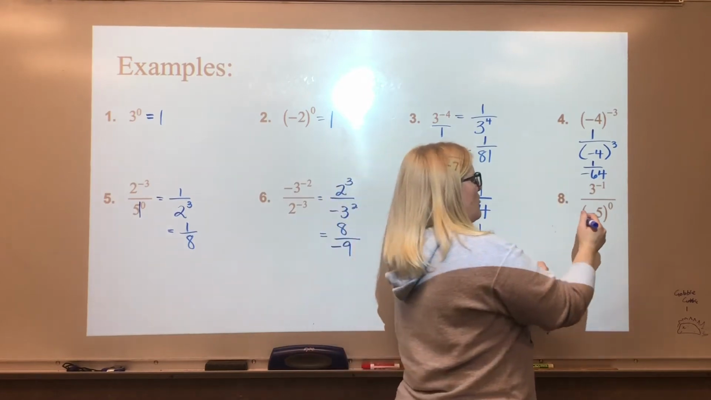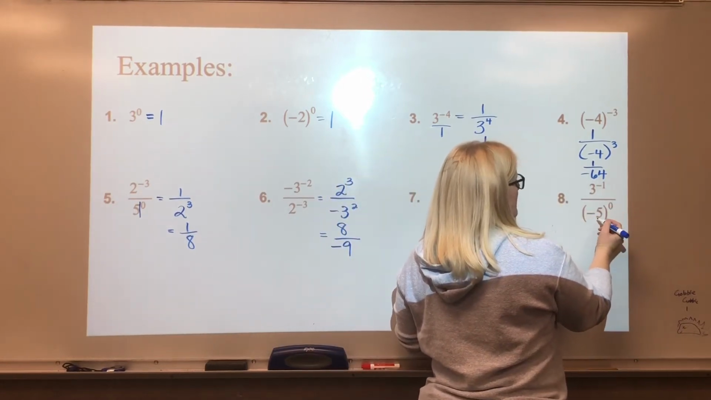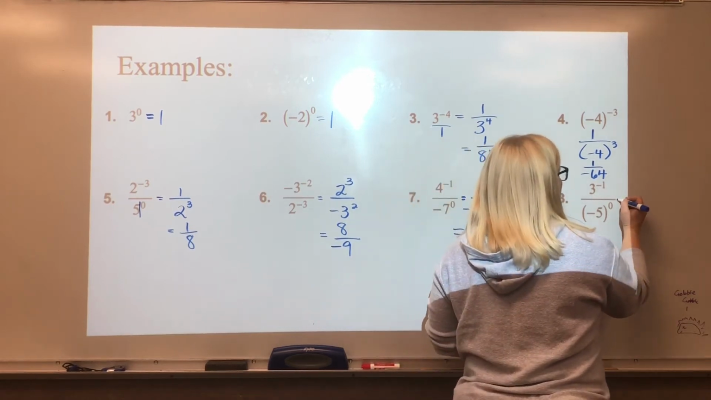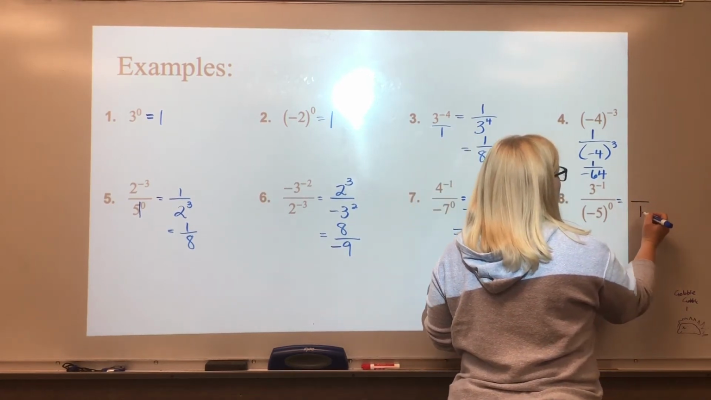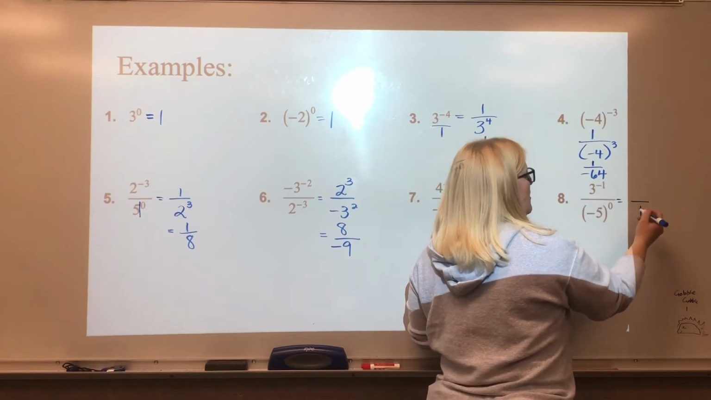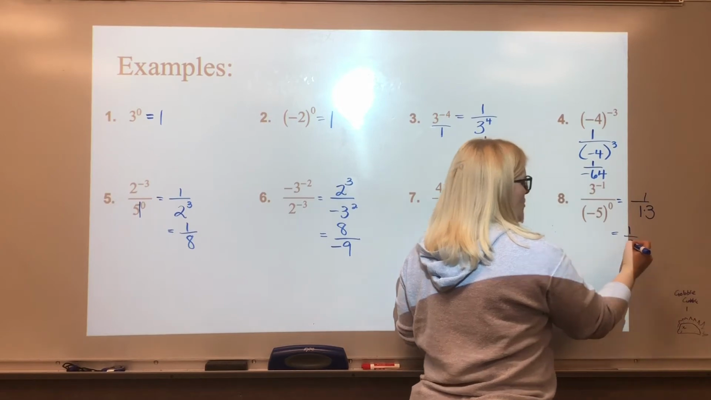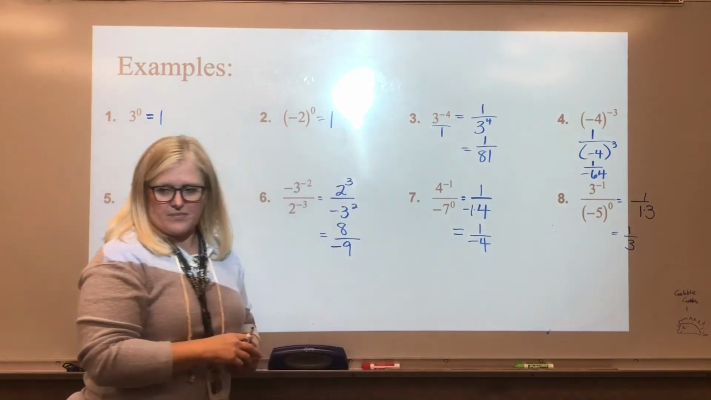Okay, and finally over here, I've got negative 5 to the 0 power. It's in parentheses. This is going to equal 1, and 3 to the minus 1 goes in the denominator. So this one is 1 over 3.